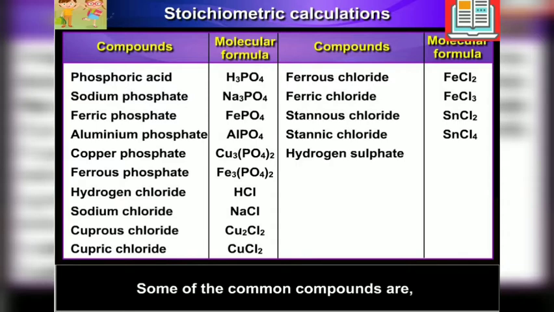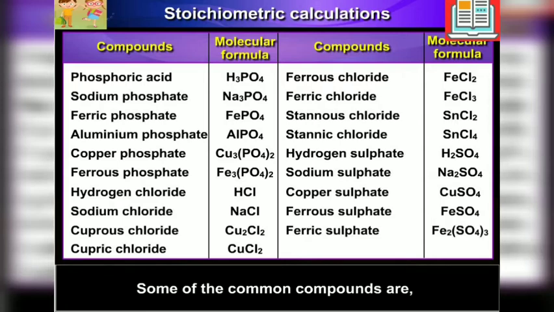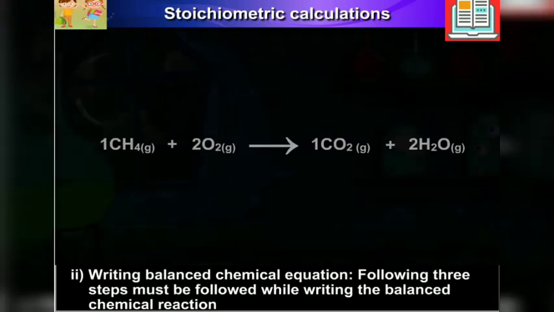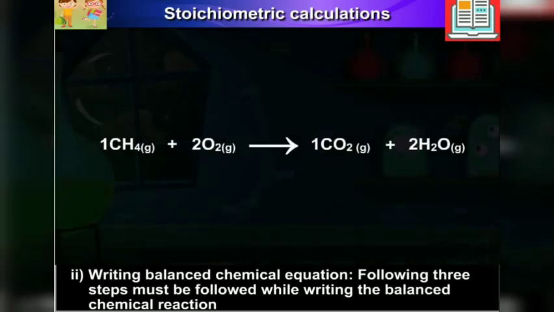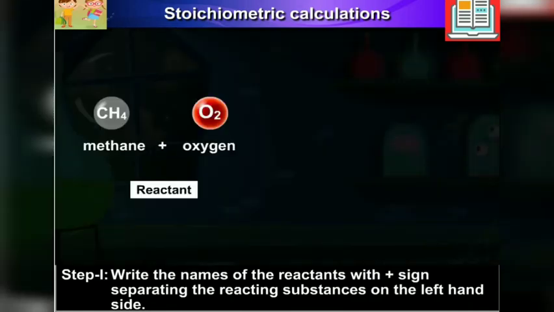SnCl4, hydrogen sulfate, H2SO4, sodium sulfate, Na2SO4, copper sulfate, CuSO4, ferrous sulfate, FeSO4, ferric sulfate, Fe2(SO4)3, etc. 2. Writing the balanced chemical equation. The following 3 steps must be followed while writing the balanced chemical reaction. Step 1. Write the names of the reactants with a plus sign separating the reacting substances on the left-hand side.